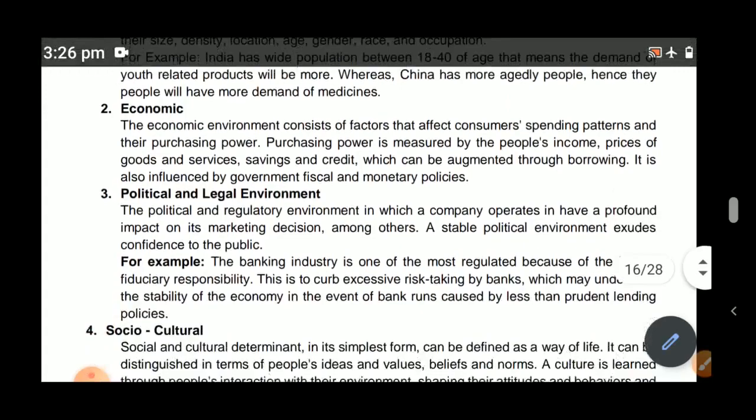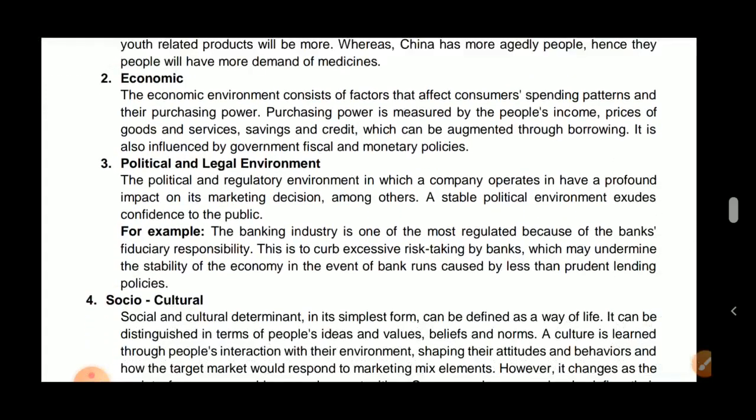Okay, let's move on to the third point, that is the political and legal environment. Now normally it has been seen that the political environment is explained separately from the legal environment. We have merged this point, but if you want you can write in your examination differently, that is, political environment differently and legal environment in a different way. Okay, now the political and regulatory environment in which companies operate has a profound impact on their marketing decisions. Among others, a stable political environment ensures confidence in the public. For example, the banking industry is one of the most regulated because banks have a fiduciary responsibility.